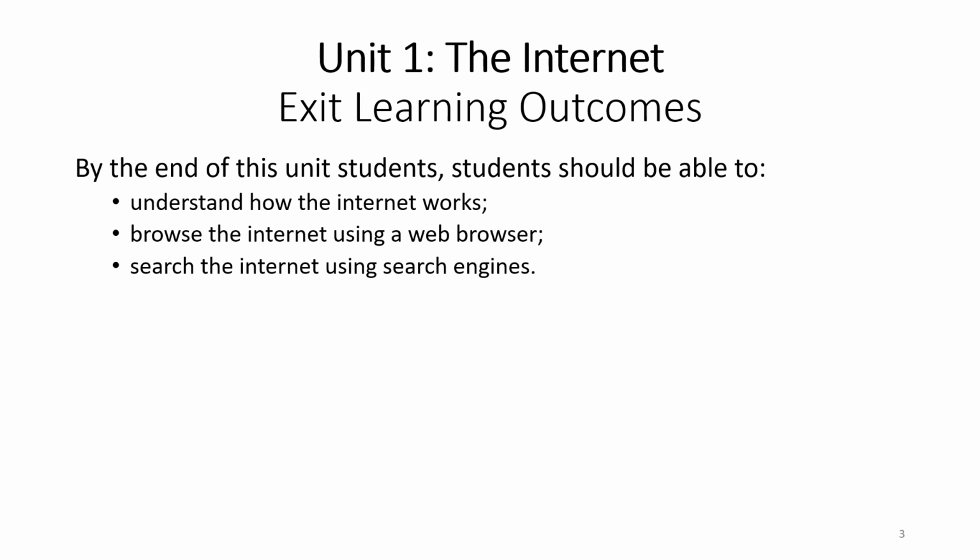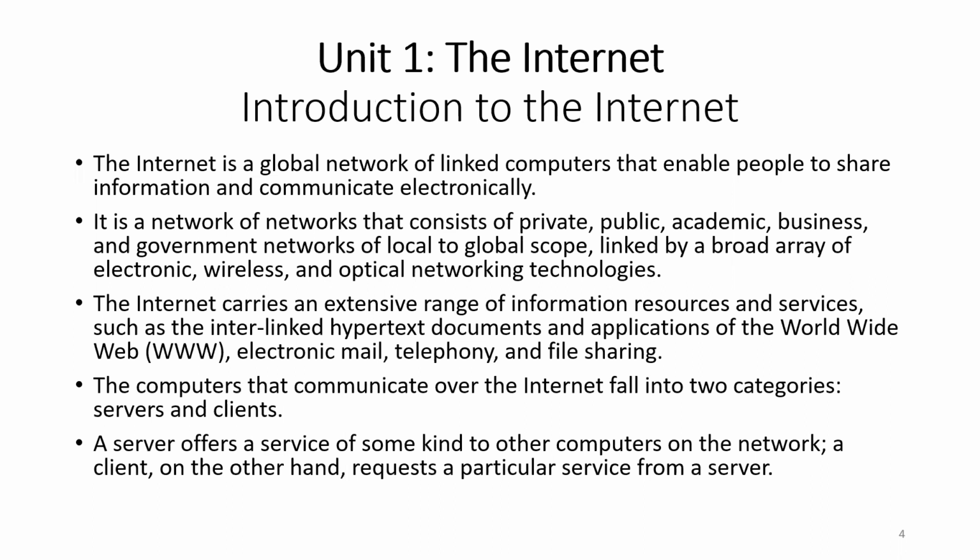So the internet is a global network of linked computers. Then what happens is that these computers are then able to share information with one another, communicate with one another electronically. So in other words, this internet is a network of networks.